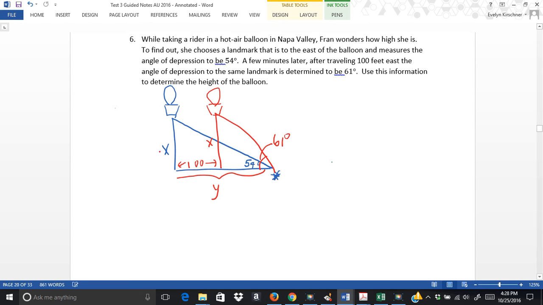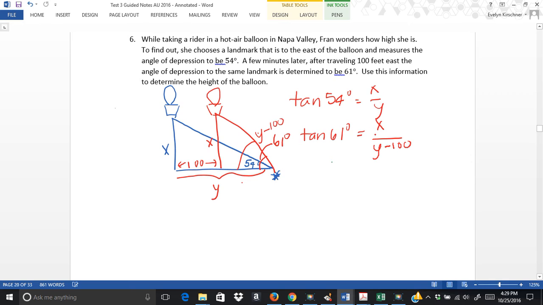Every time, I have an opposite and adjacent. So for the first one, I have the tangent of 54 degrees is x over y. The second time, I have the tangent of 61 degrees is x again over, now the whole thing is y, she went 100 feet, so now this distance here is y minus 100, so over y minus 100.